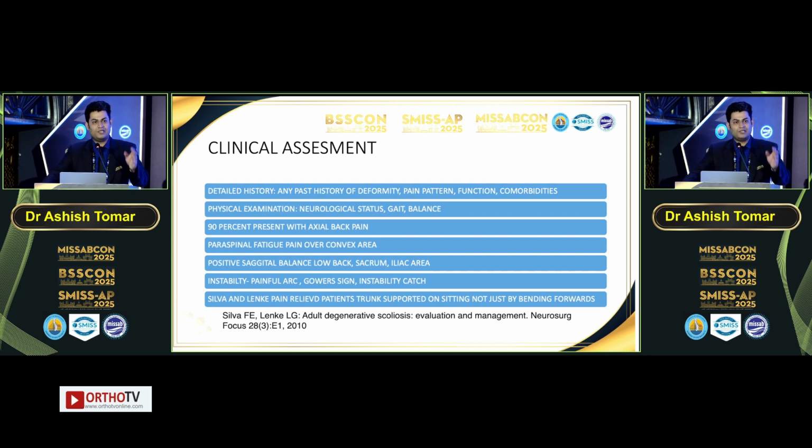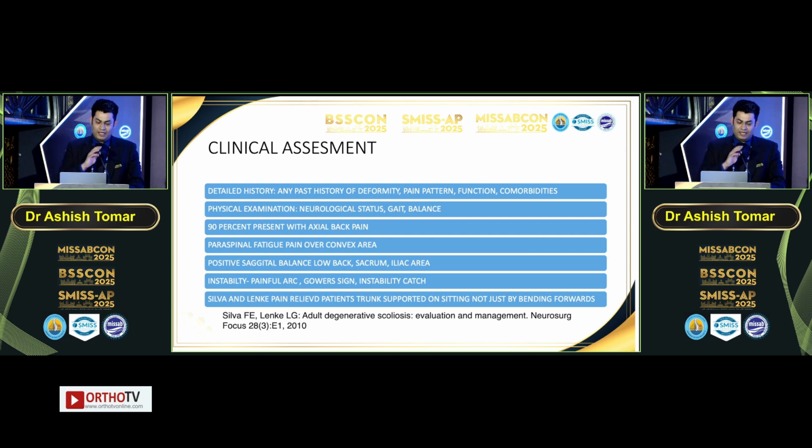If it is sagittally balanced, it will be paraspinal fatigue on the convex side of the curve. And if the patient is having a sagittal imbalance, this will be a low lying pain in the lower back, sacrum, iliac area. Because of instability, the patient can have a painful arc, Gore sign can be positive, instability and catch.